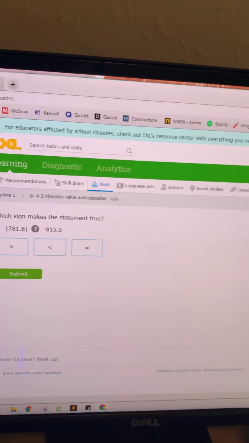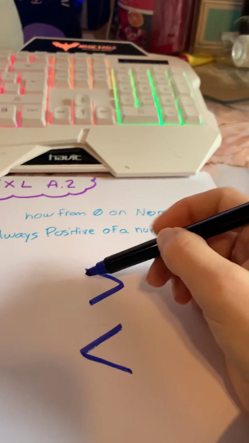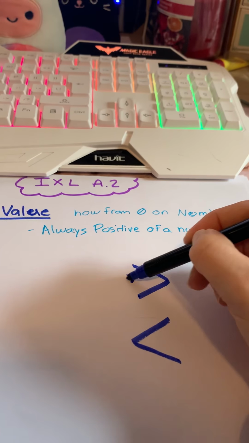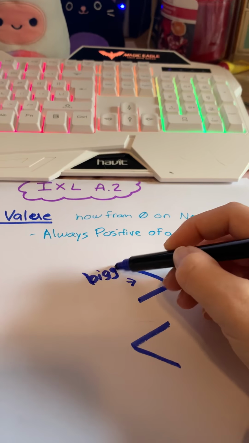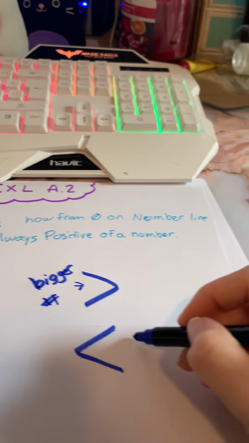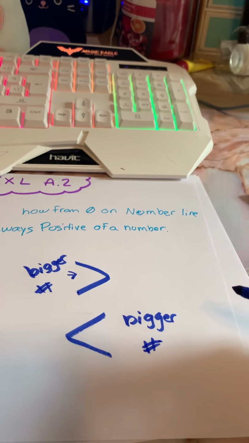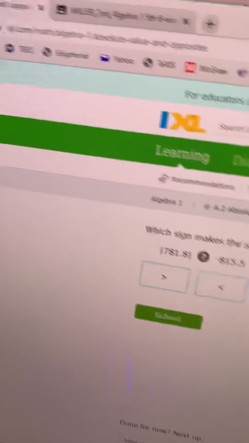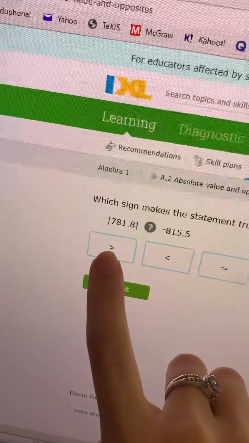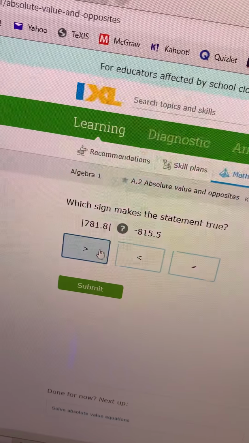All right, just a reminder for these symbols, this part that's open here, whenever it's open like that, the bigger number should be on that side. And then over here, the bigger number would be on this side. It should open up to the biggest thing. So if this is the biggest thing, we want the one that opens up towards that one. All right, so we're going to pick this one.